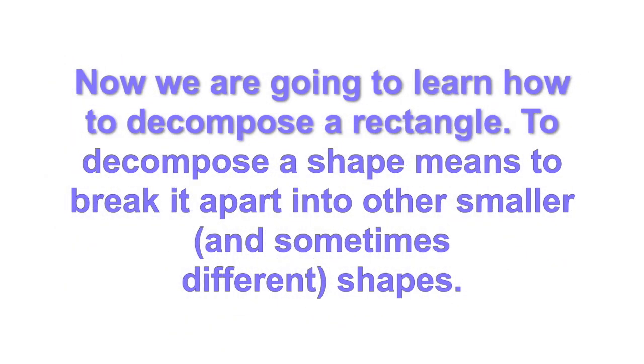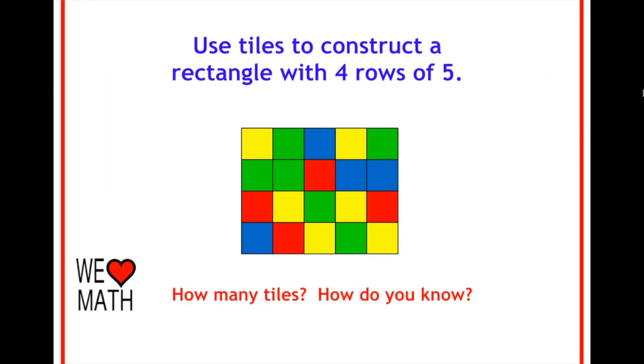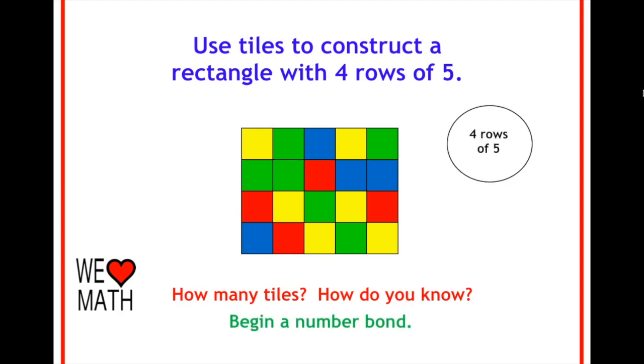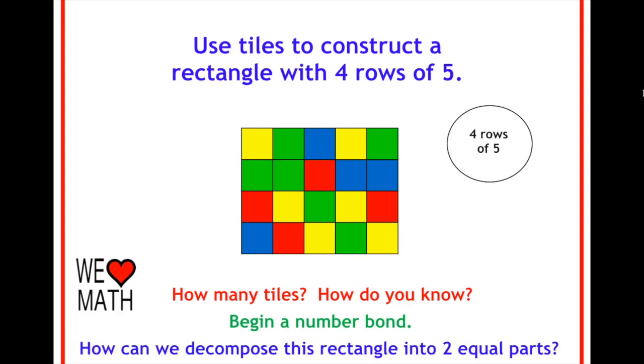Now we are going to learn how to decompose a rectangle. Here we have constructed a rectangle with 4 rows of 5. How many tiles? And how do we know? Well, if there are 4 rows of 5, I can count by 5 to find the total. 5, 10, 15, 20. How can we decompose this rectangle into 2 equal parts?